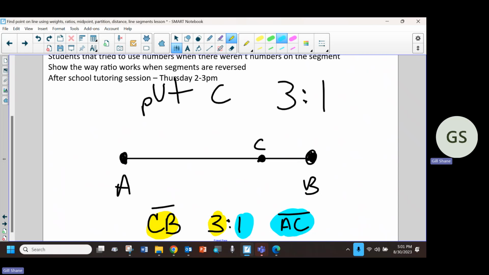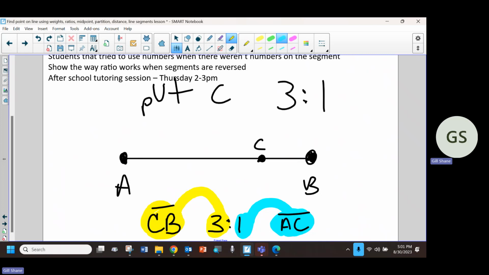So this first segment here, CB, matches up with the first number there. Or you could say it's the left segment, you know, in the problem, the way they wrote the problem, it's the first segment or the left segment they talk about. So it goes with the left number in the ratio. Then they talk about AC next. So it's the second segment or the right segment.